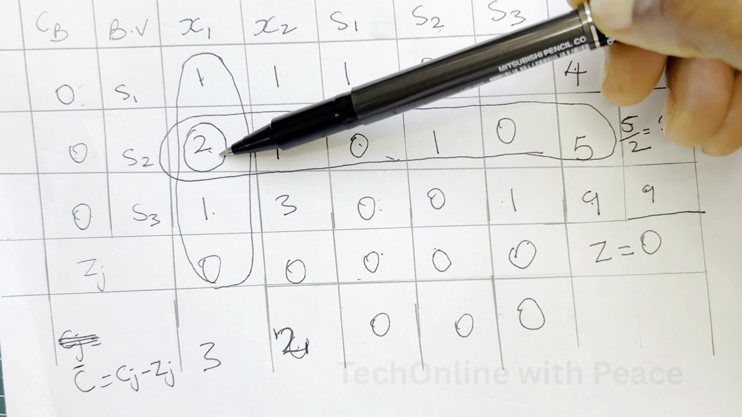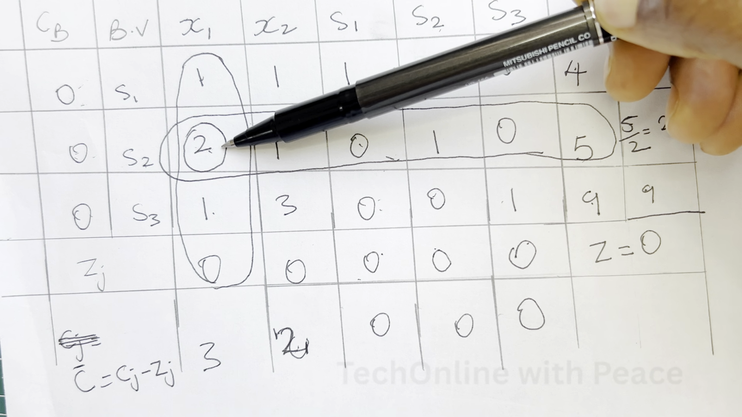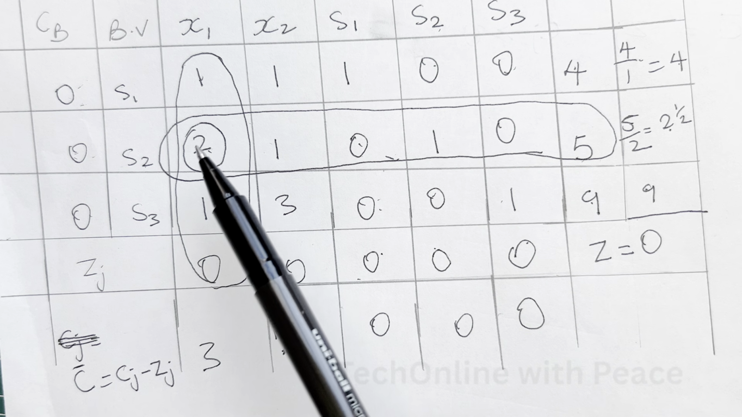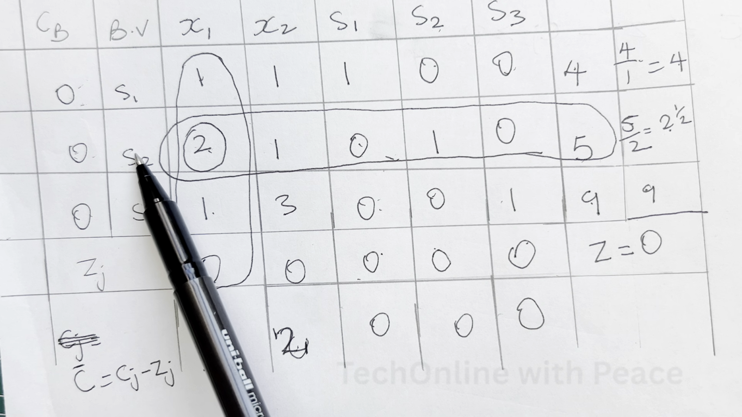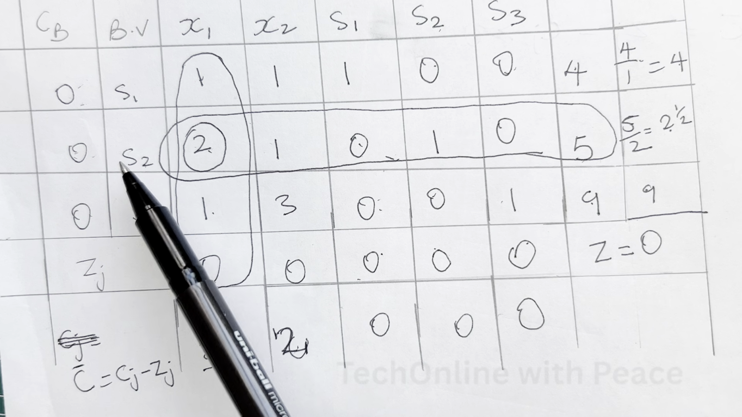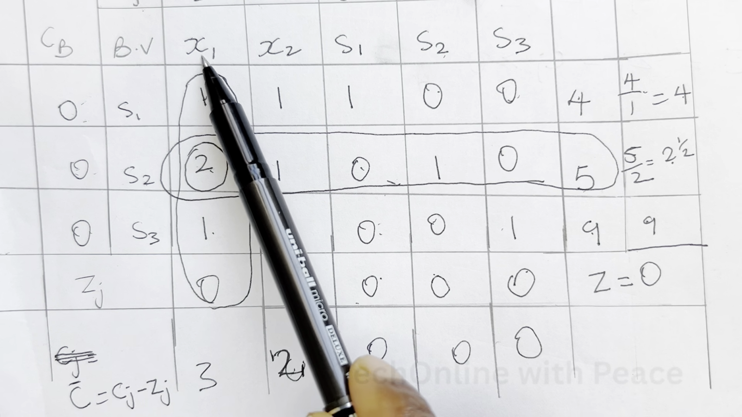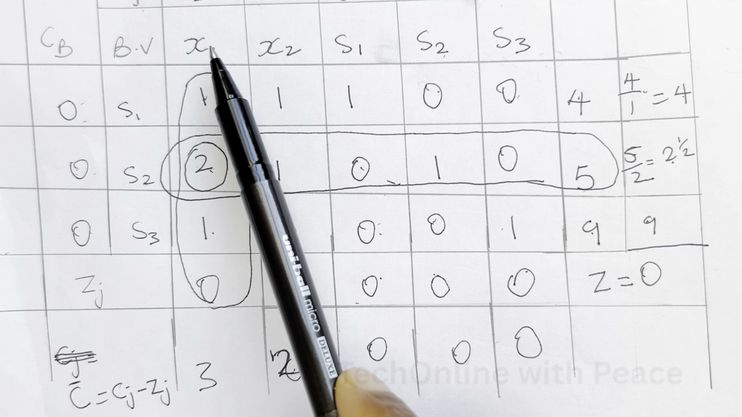After getting your pivot or key element, it helps you to know your leaving variable and entering variable. So from here, we could see that the row is in x2. So x2 here is our leaving variable. Meanwhile, x1 here is our entering variable.